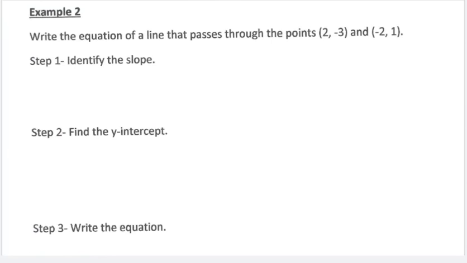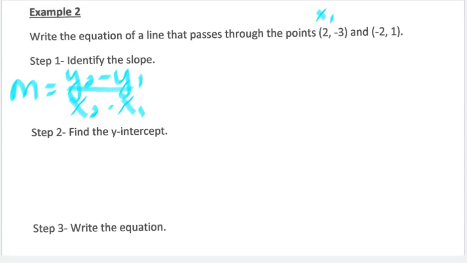Okay, so for this next one, we're going to write the equation of a line that passes through the points (2, -3) and (-2, 1). Our first step is we need to identify the slope. In order to identify the slope, we're going to use the slope formula. So this is x1, y1, and this is x2, y2.